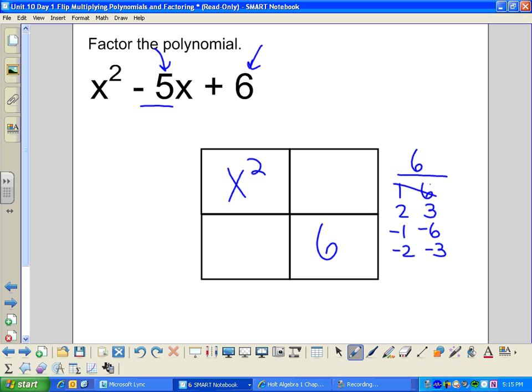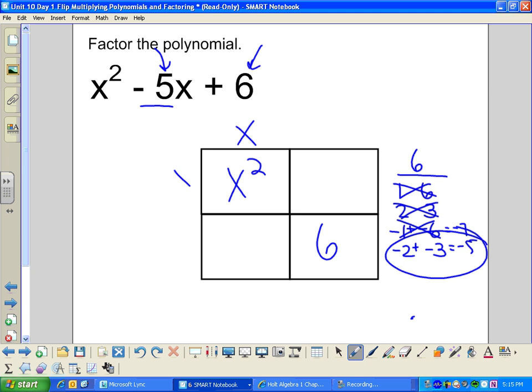Not that one. Not that one. So negative 1 plus negative 6, that's going to give me negative 7. Oh, that doesn't work. Negative 2 plus negative 3 is negative 5. I found it. So those are going to be the two last terms here.